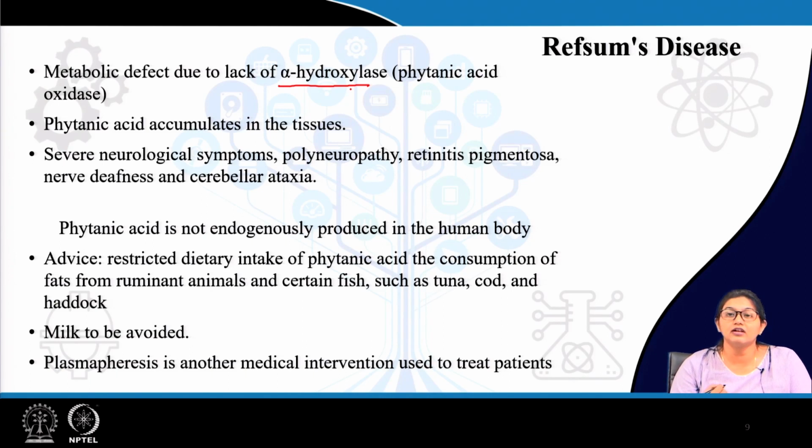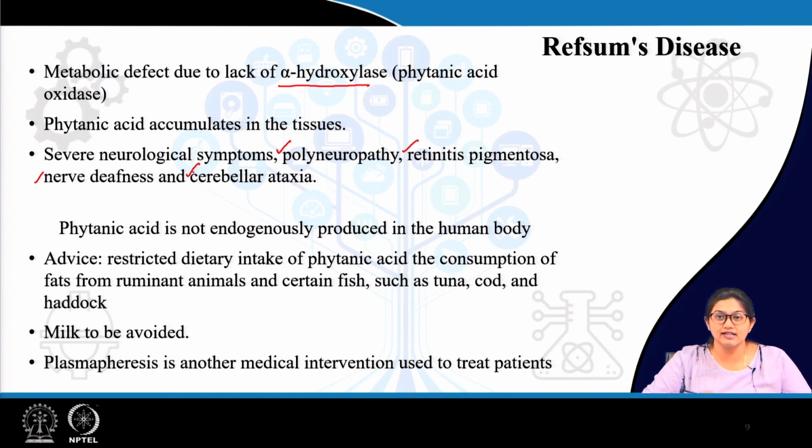affects the central nervous system as well as peripheral nervous system. So, what we can see, there is polyneuropathy, retinitis pigmentosa, nerve deafness as well as cerebellar ataxia. Now, phytanic acid mostly is not endogenously derived acid. So, basically the phytanic acid is obtained from diet.